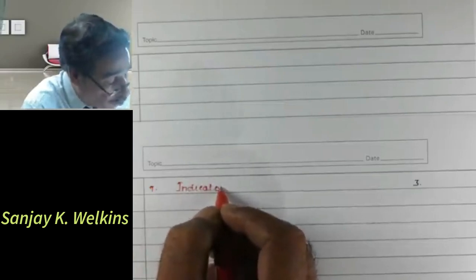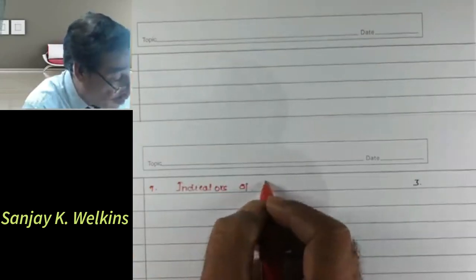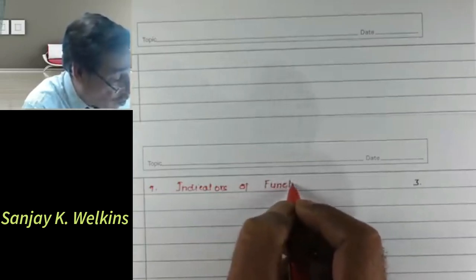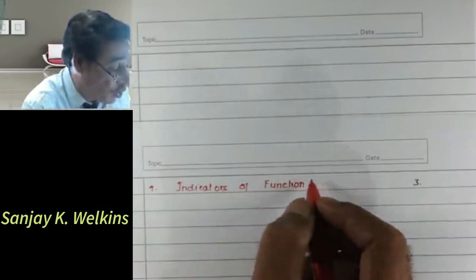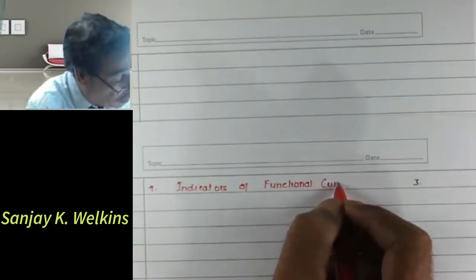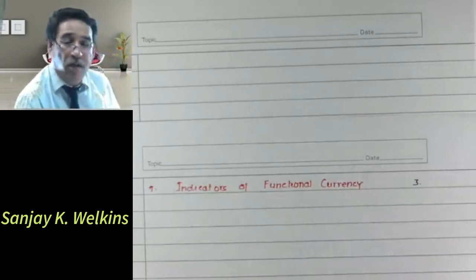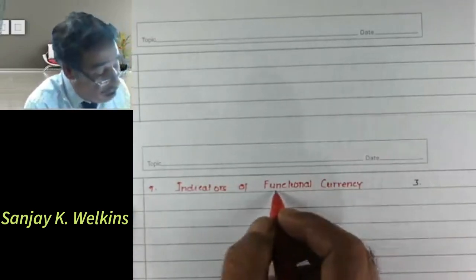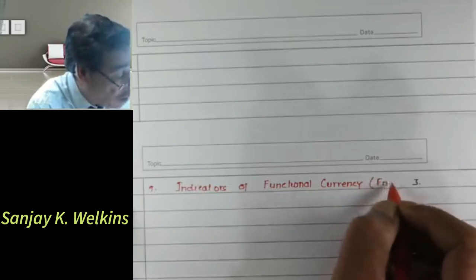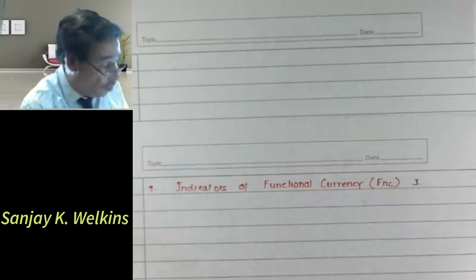These are the clues which will help you in deciding your functional currency. Indicators of functional currency. Now see, this is the word which I am going to use lots of times during the course of this particular standard. So I will use a short form, functional currency. I will not use the short form FC, because FC generally stands for foreign currency. We are talking about functional currency, so I will use FNC. Correct? This is functional currency, so that you understand it better.